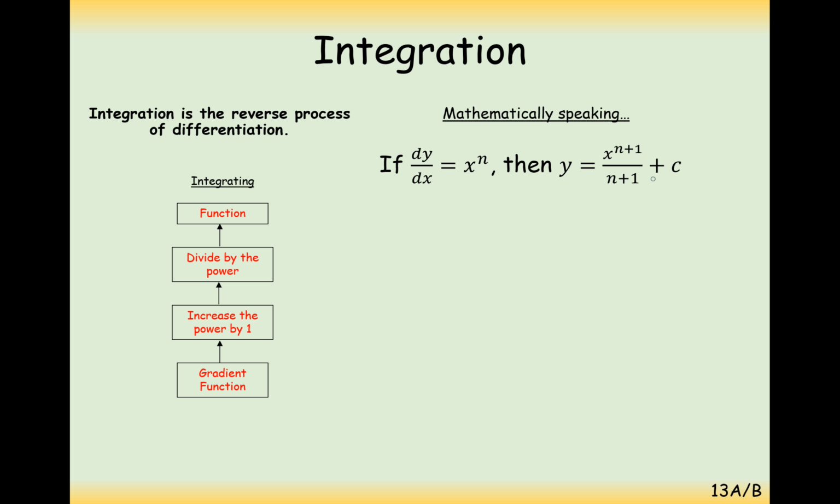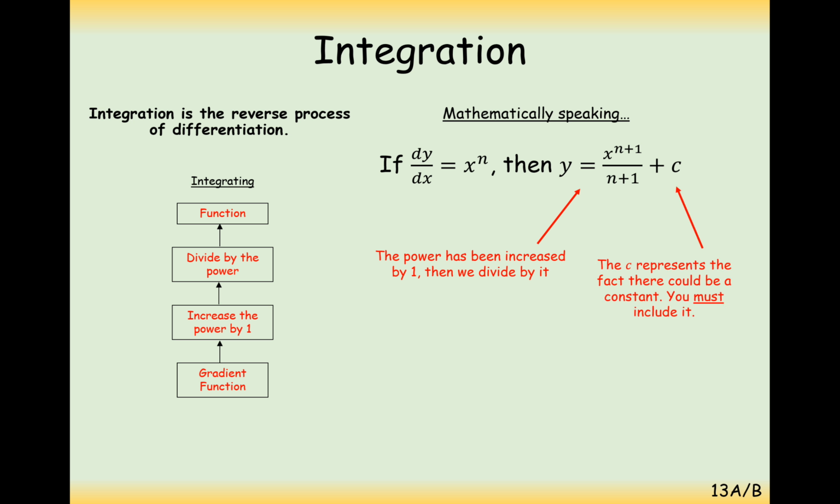So this number is always required at the end of an integration question. The reason is because when you differentiate this function, this plus c bit will disappear. If it was a plus 5, the differential of 5 is 0. So we must include it at the end of every integration question. And we can also write this in function notation: f dash x equals x to the power of n, then we increase the power by 1 and divide by the new power, plus c.